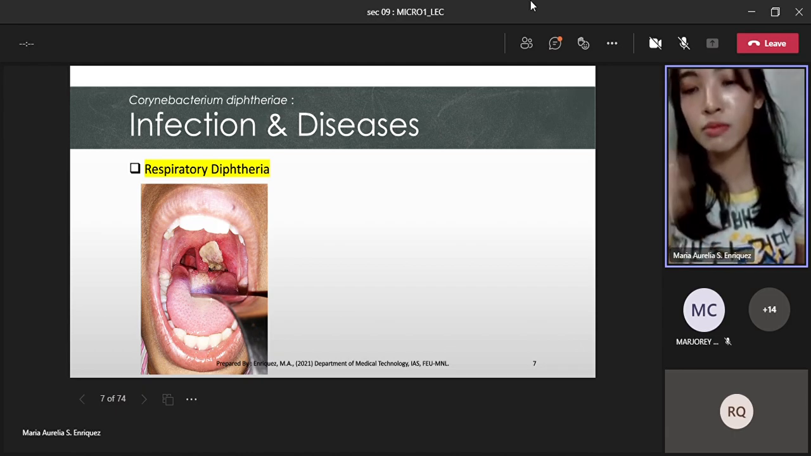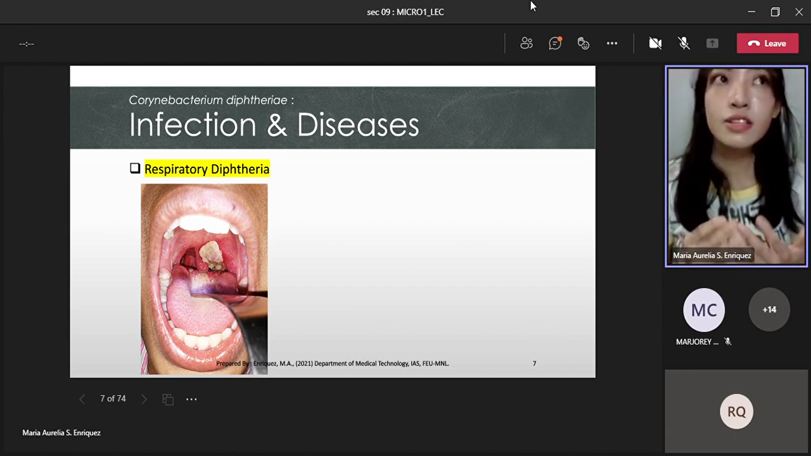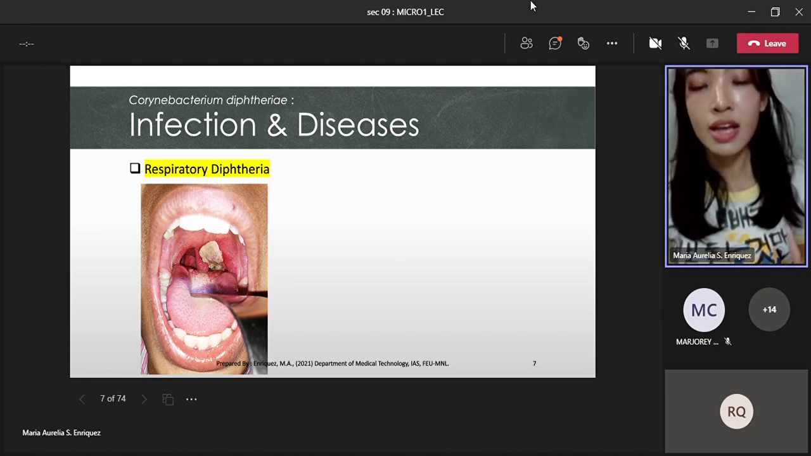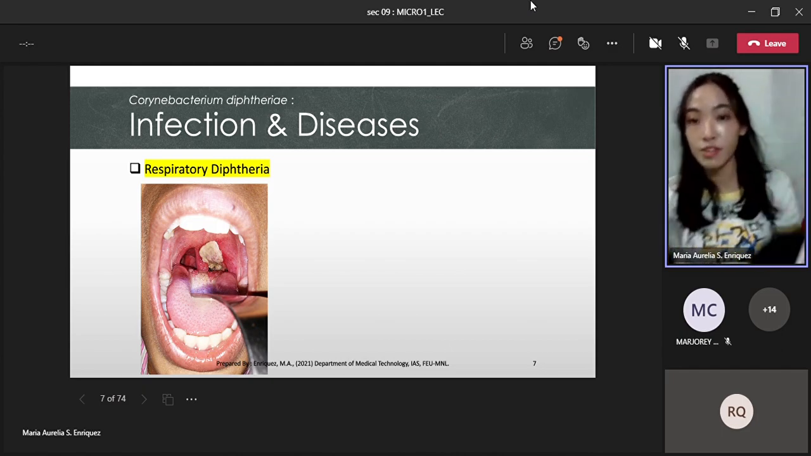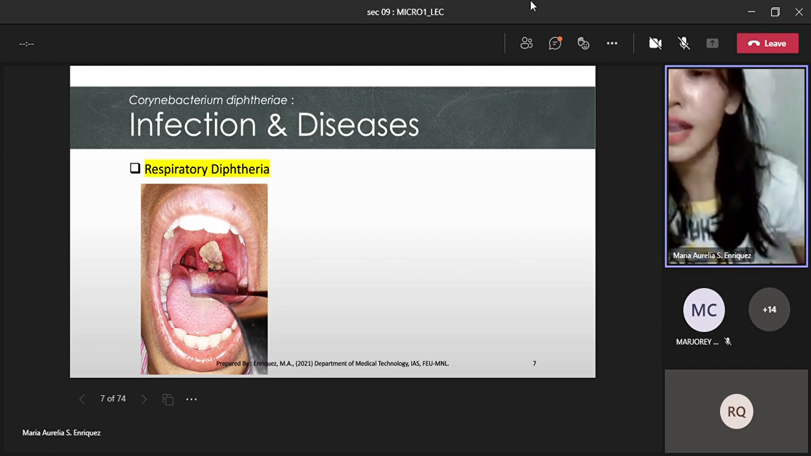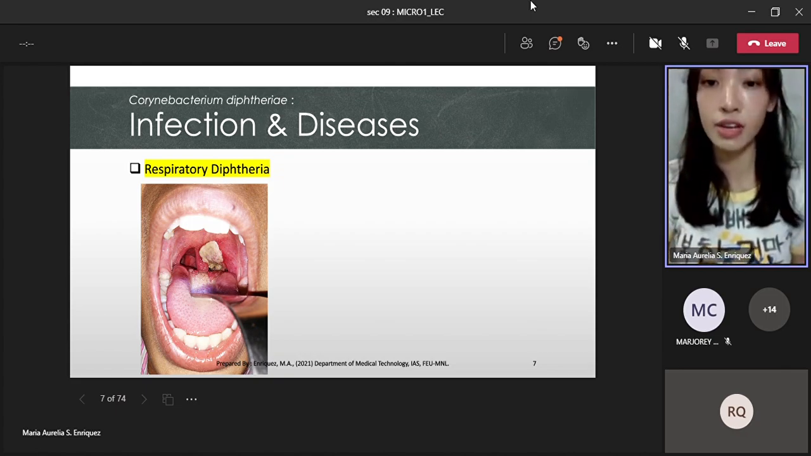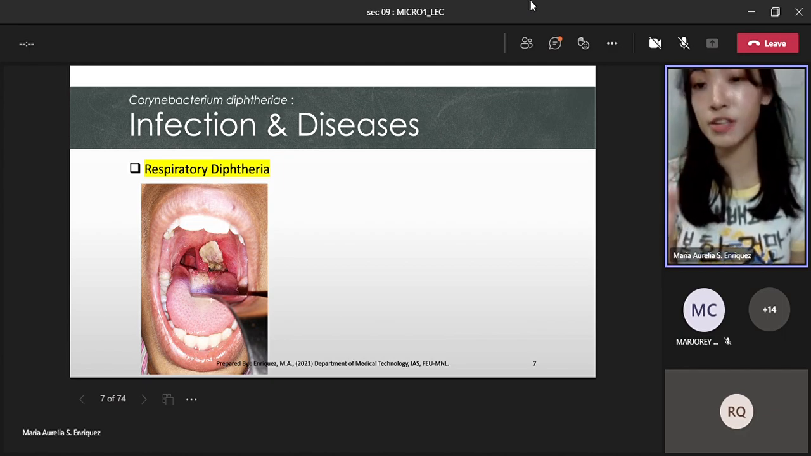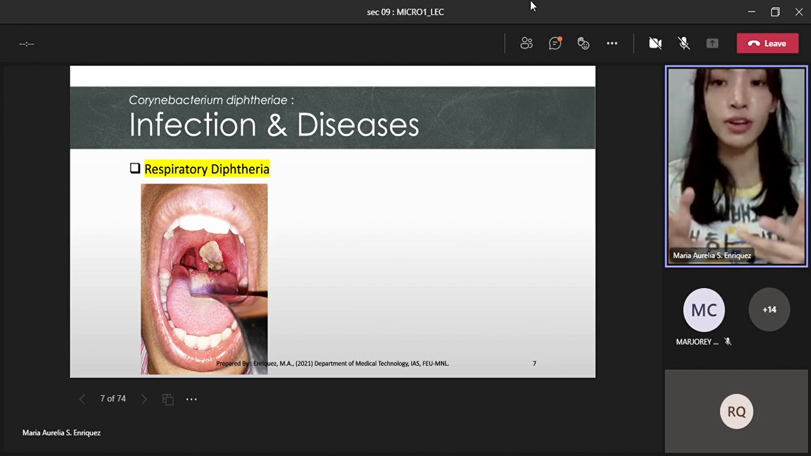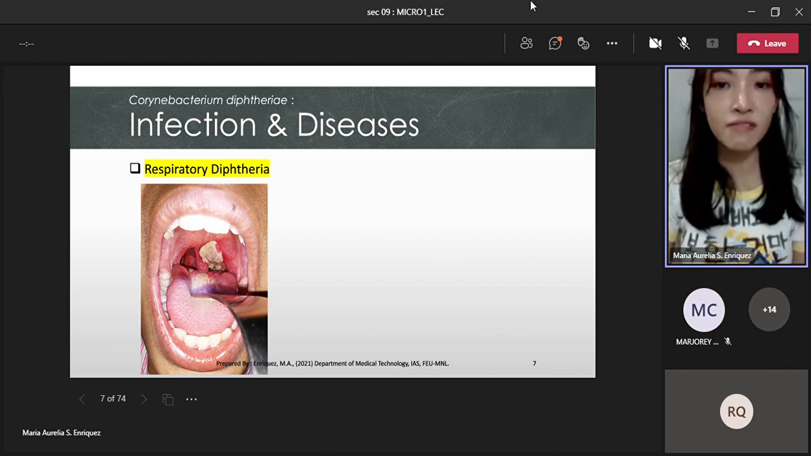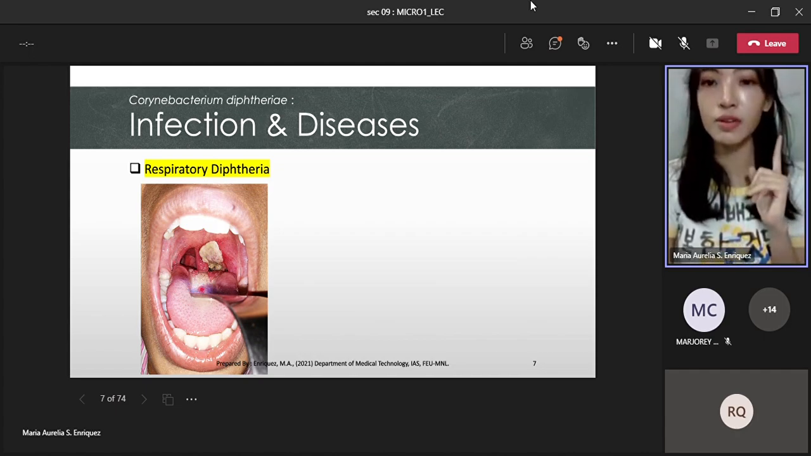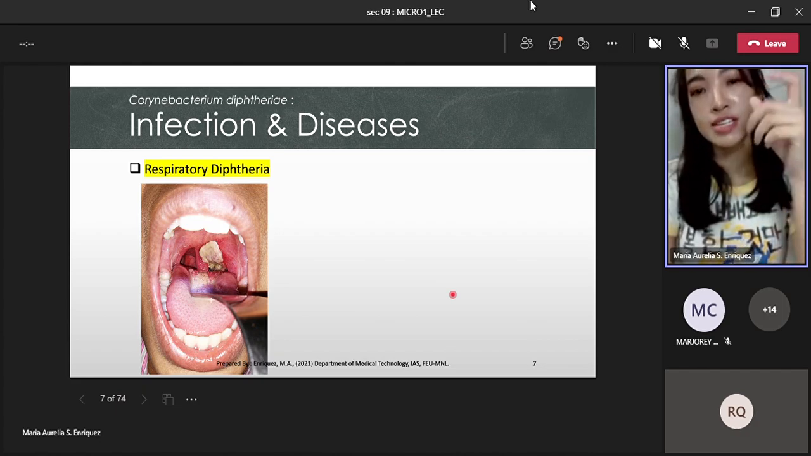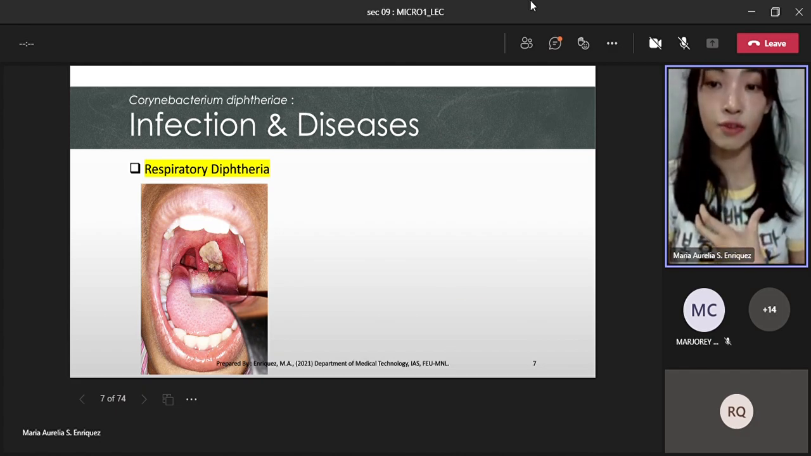So the organisms would rapidly multiply on the epithelial cells, and the toxigenic strains of Corynebacterium diphtheriae would produce the toxin locally, meaning kung nasaan po yung site of infection nila, dun lang po magpaproduce ng toxins. Now, this would cause tissue necrosis and exudate formation, triggering an inflammatory reaction. So this combination of cell necrosis, exudate formation, and inflammation would produce a tough gray to white pseudomembrane, which attaches to the tissues. This may appear on the tonsils and then spread downwards into the larynx and trachea.